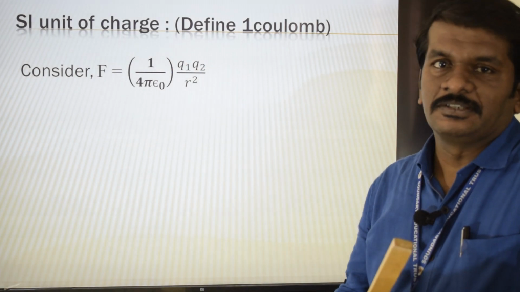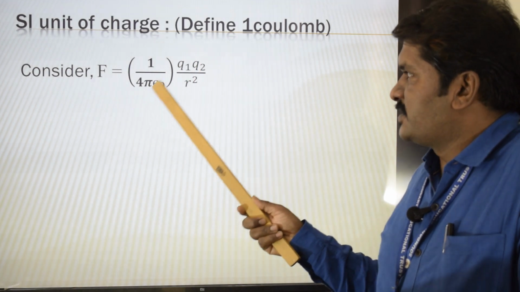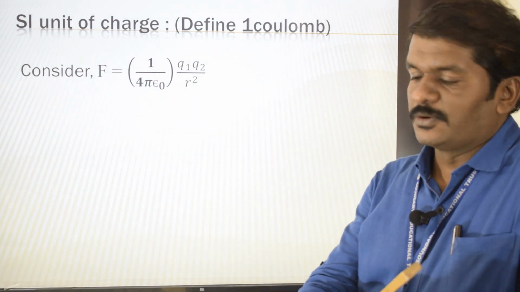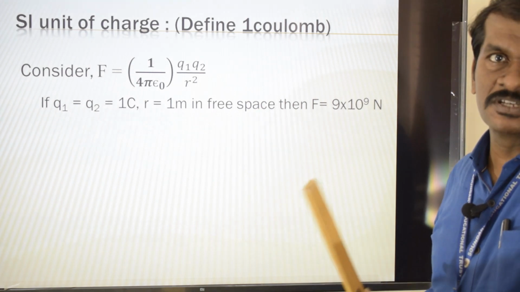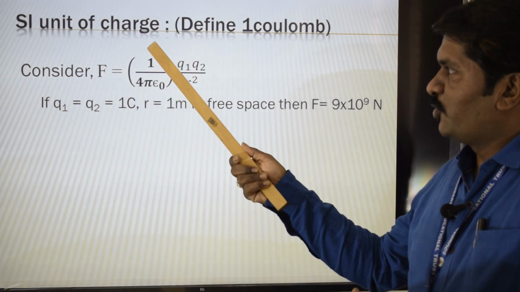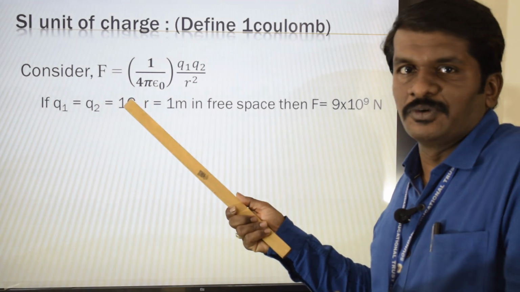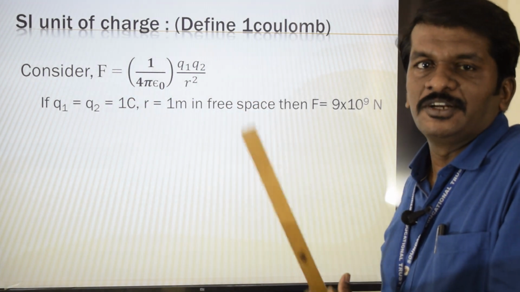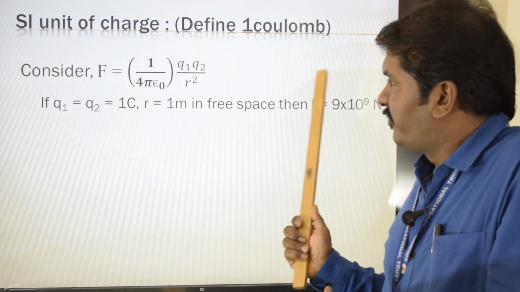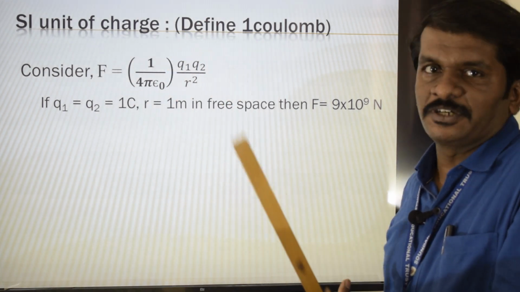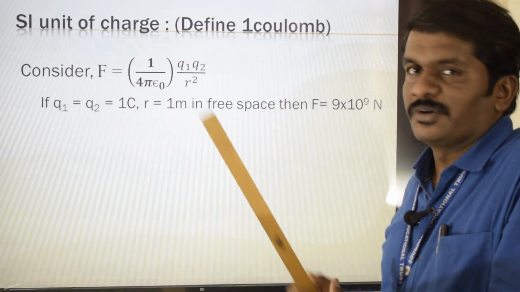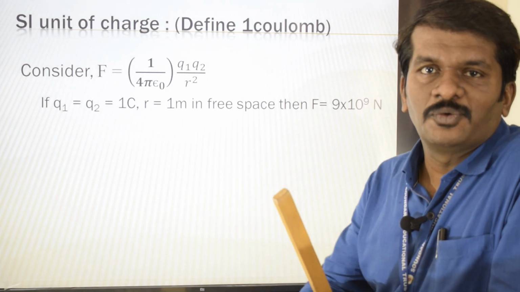In this expression, if we take Q1 and Q2 equal to 1 coulomb and R equal to 1 meter in free space, then the value of F becomes 1 by 4 pi epsilon naught, which is equal to 9 into 10 to the power of 9 Newton. So if we apply all these conditions to this expression, we get the value of Q1 and Q2, and that is called 1 coulomb.